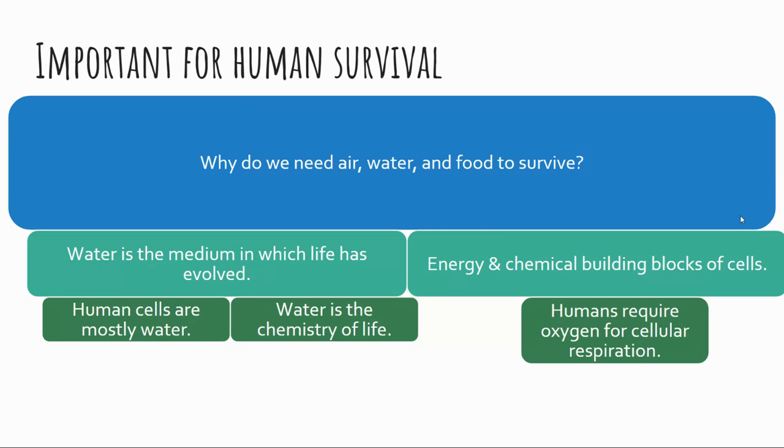And then from air and food, energy and chemical building blocks of cells come from air and food. The food that we ingest is going to provide us sugar, and we need oxygen from the air to do cellular respiration, which is going to break those sugars down to release ATP and the energy that's going to power your body. So everything that we need comes from one of those three sources, okay? Air, water, or food.